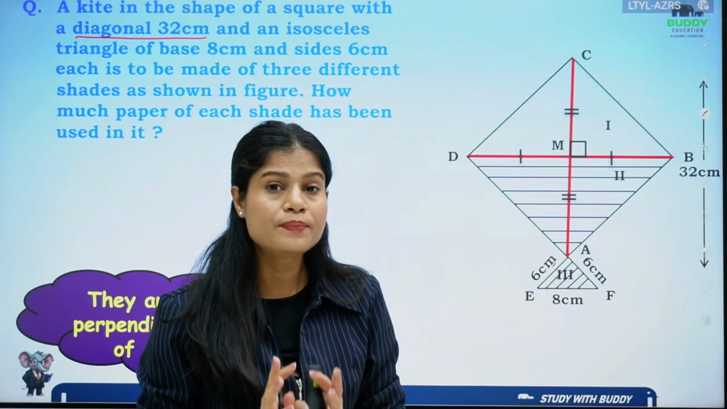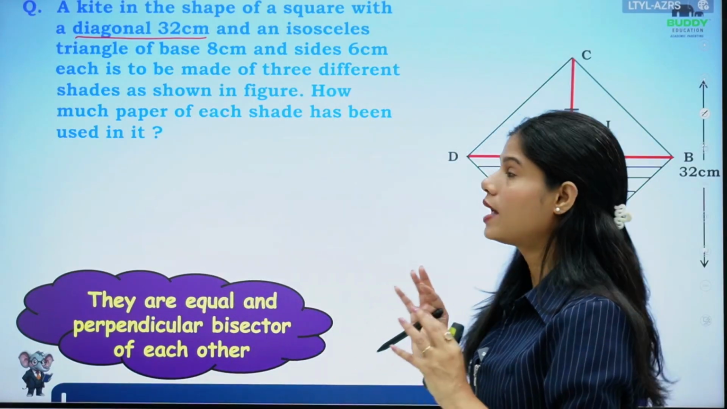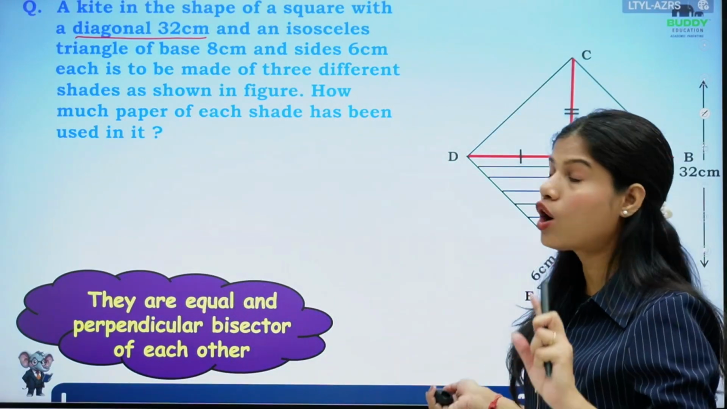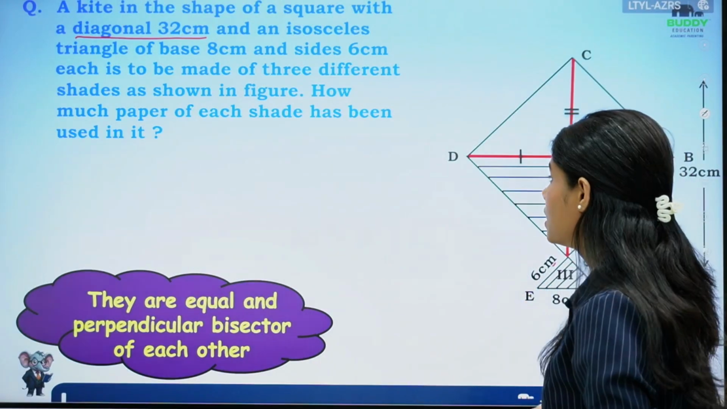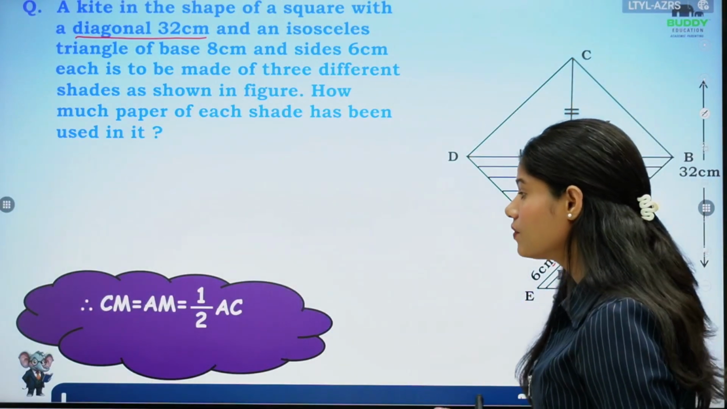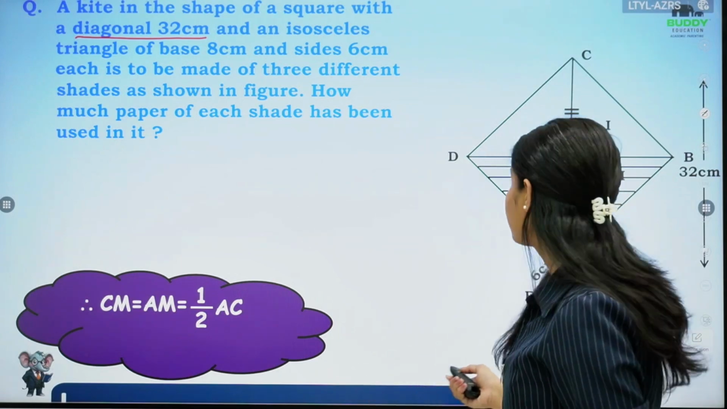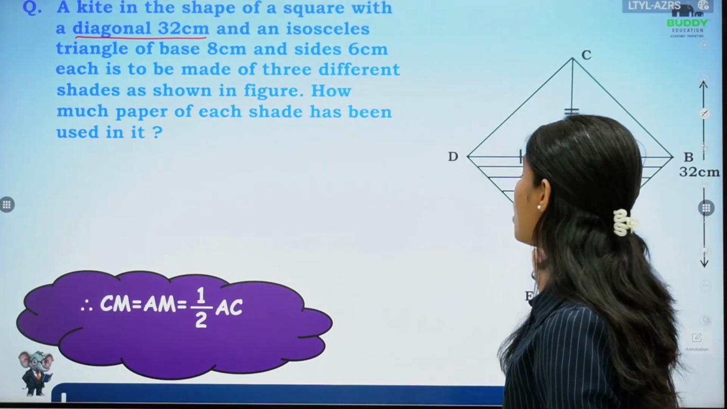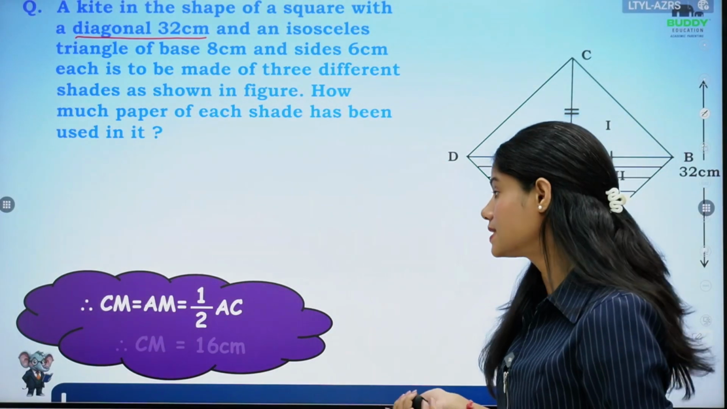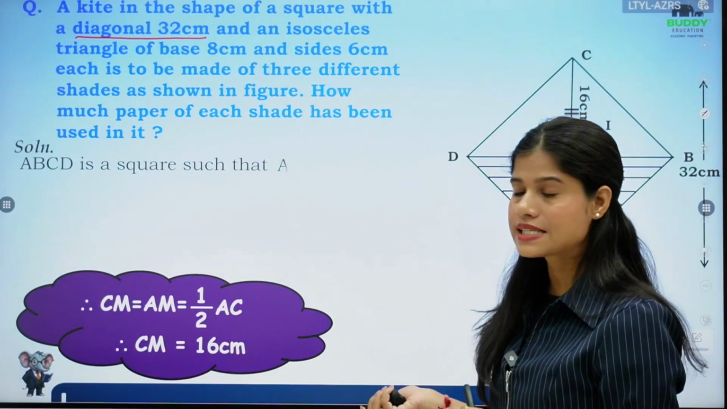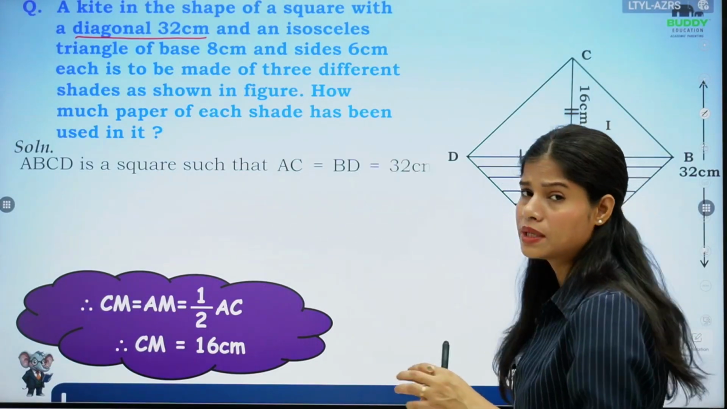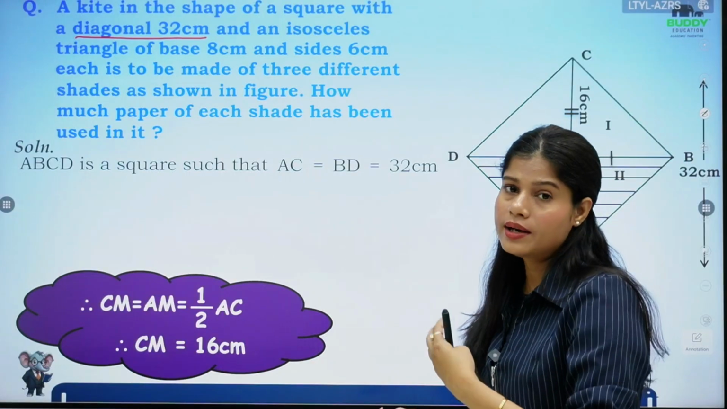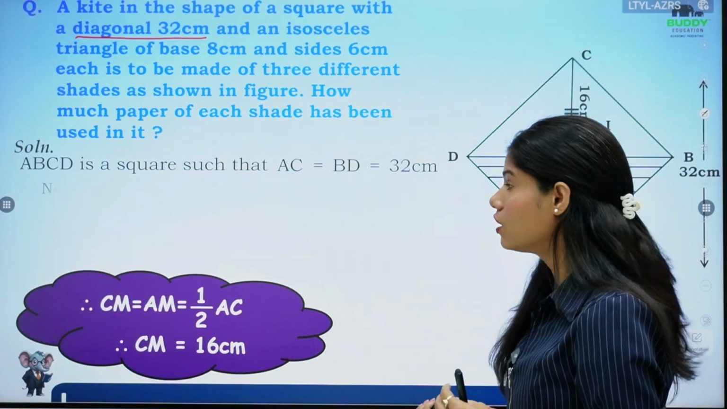This is one thing that is going to help us find the area of the paper used in this question. This is the basic information I have told you, that CM and MA both are half of AC in a similar pattern. So that's why CM will be equal to 16 centimeter, which we will use for finding the area of this.